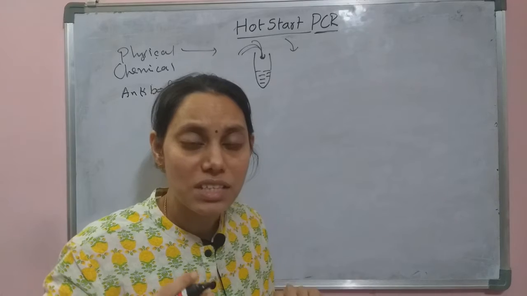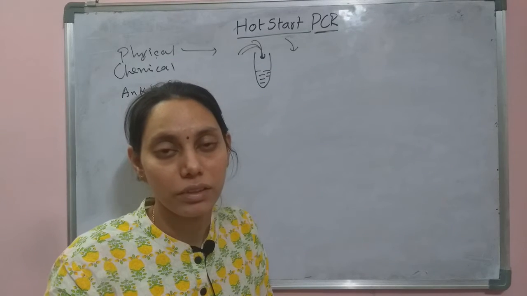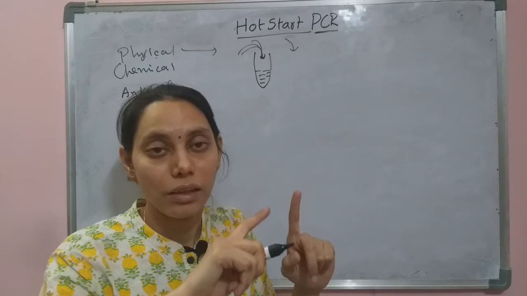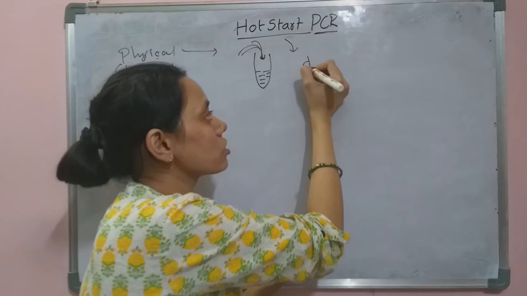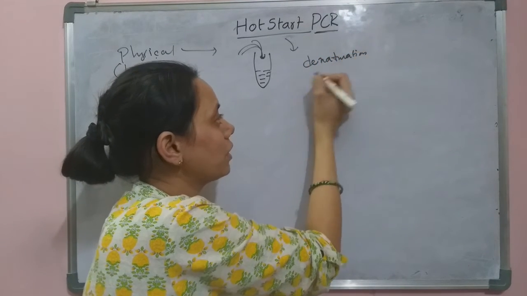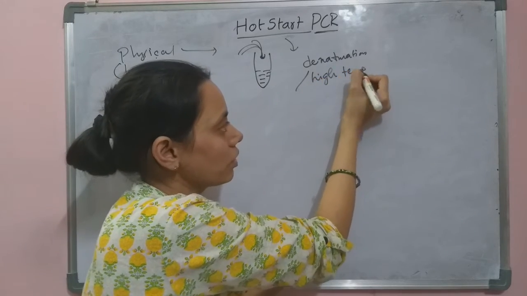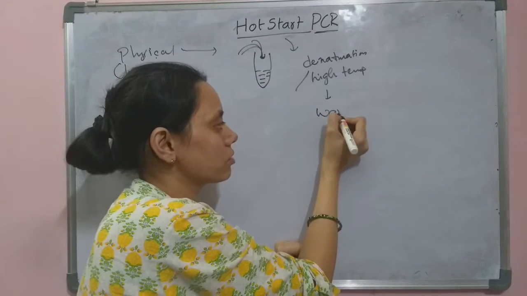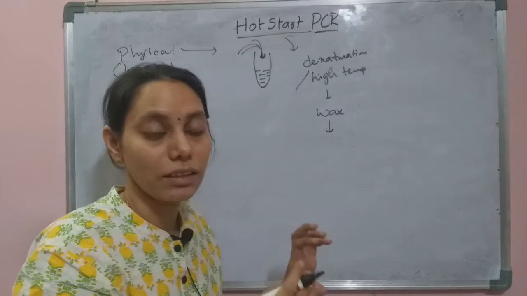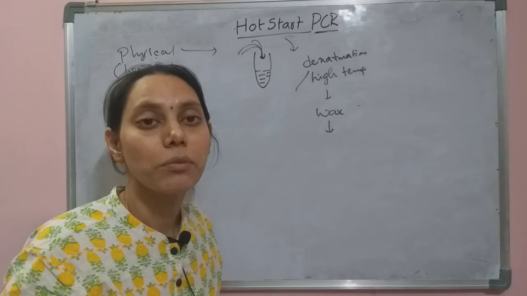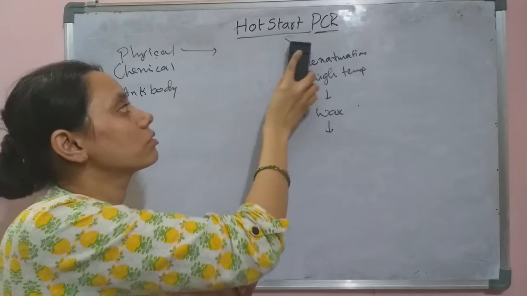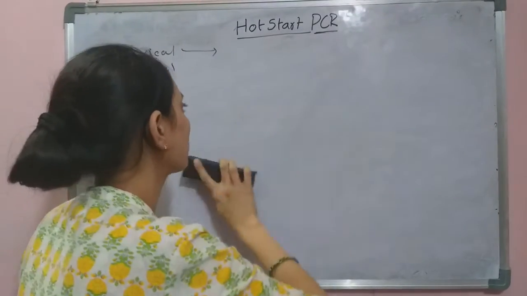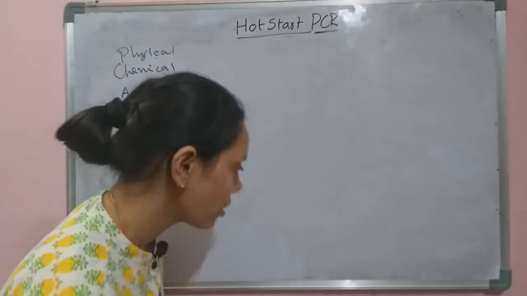So when the temperatures are high, the wax will be dissolved, and the last ingredient is ready for the reaction to start. So after the denaturation temperatures are reached, this wax layer will be dissolved, and now the last ingredient is ready for the initiation of the PCR reaction. So that is how we generally physically block the reaction until the denaturation temperatures are reached. And this is one of the oldest methods, and we can also use chemical blocking of the reaction.